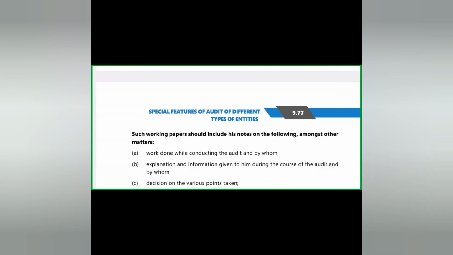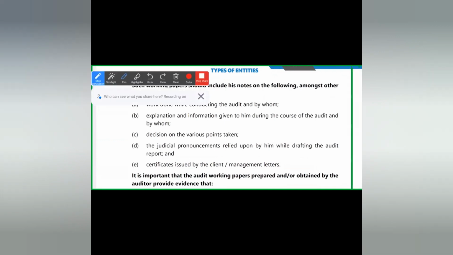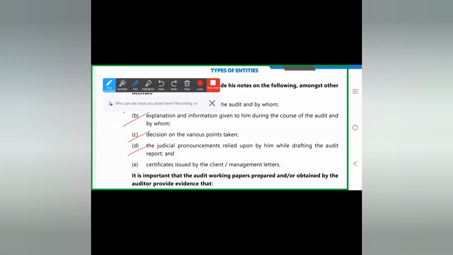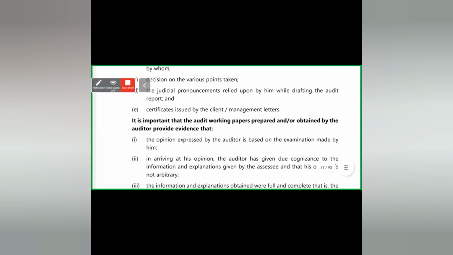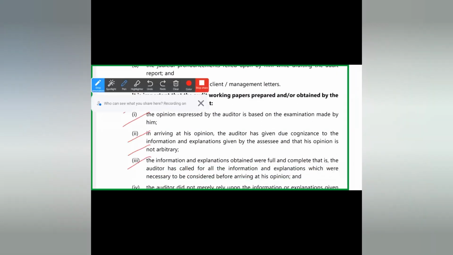Also, there are working papers which should be included. Those working papers include the work done while conducting the audit, explanations and information given to him during the course of the audit, decisions on the various points, the judicial pronouncements relied upon while drafting the audit report, and certificates issued by the client, management letters. So it is important that the audit working papers prepared or obtained by the auditor provide the evidence that the opinion expressed by the auditor is based on the examination made by him.